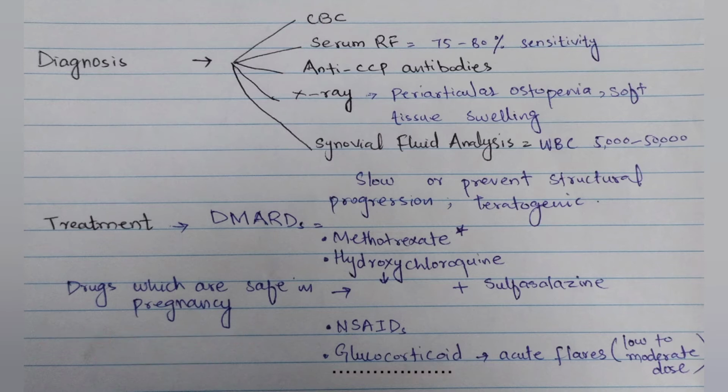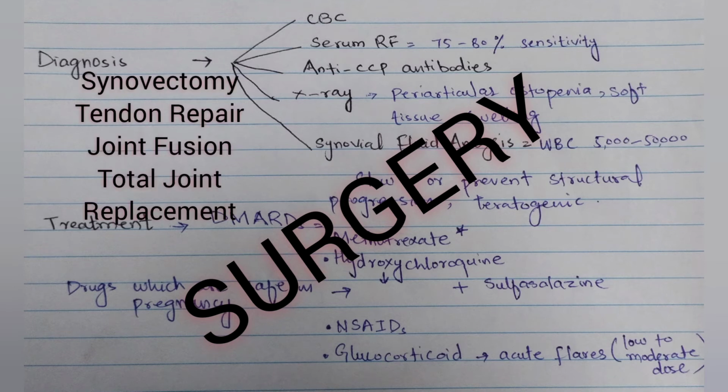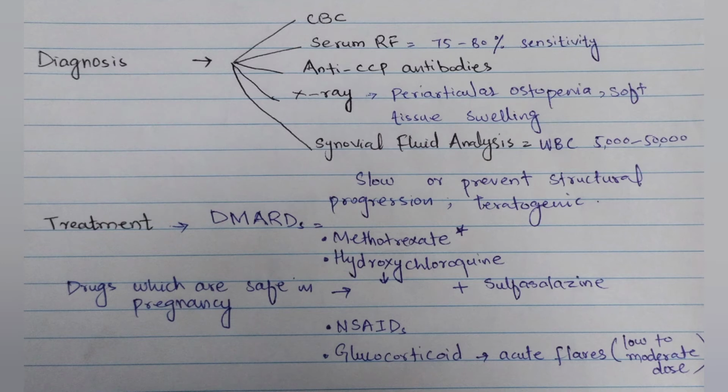And here we can also use glucocorticoids. Glucocorticoids we can only use in acute flares, at a low to moderate dose. Now, if medication fails to prevent or slow joint damage, then we will move toward surgery. In the first step, we will do synovectomy, tendon repair, joint fusion, or total joint replacement. These are the options after medications have failed to prevent or slow joint damage.